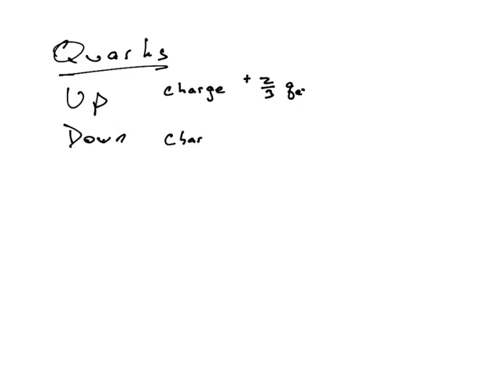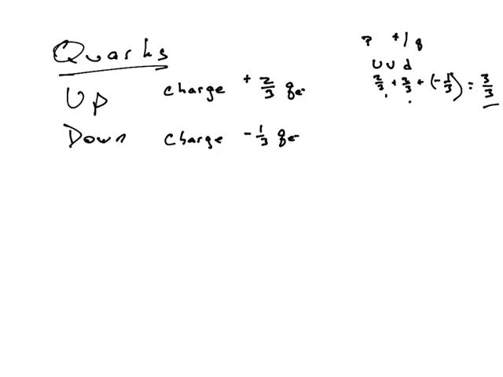The charge of a down quark is -1/3 the charge of an electron. And we could see if this works. We know a proton has a charge of +1 Q. We know it has 2 ups and a down, so that means it's got 2/3 plus 2/3 plus -1/3. If we add all 3 of these together, we better get +1. Well, 2/3 plus 2/3 is 4/3, minus 1/3 is 3/3, which indeed is +1.